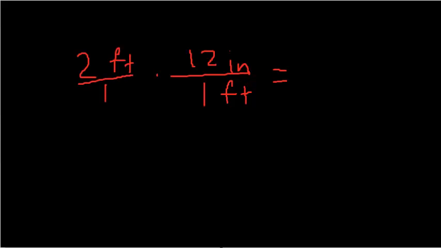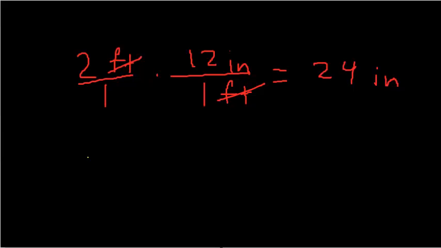I put my measurement over 1 and multiply. 2 times 12 gives me 24. 1 times 1 is 1, so I don't need my denominator there because it's just 1. My units then, here feet cancels out, and I'm just left with units of inches. So 2 feet is the same as 24 inches. Again, I'm doing this every time I'm converting units.